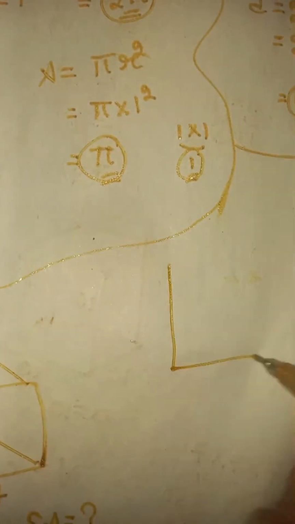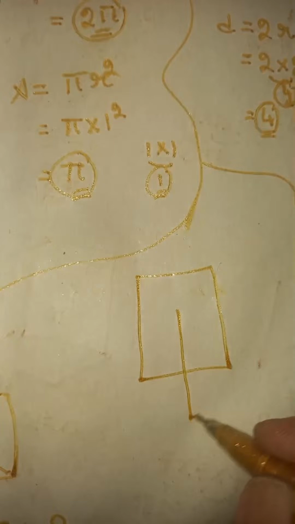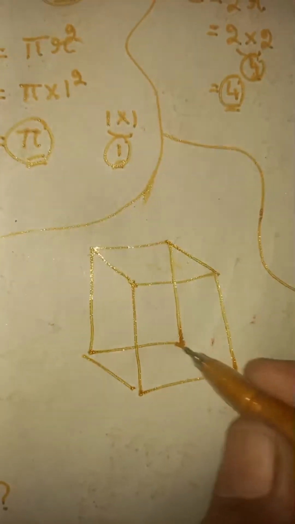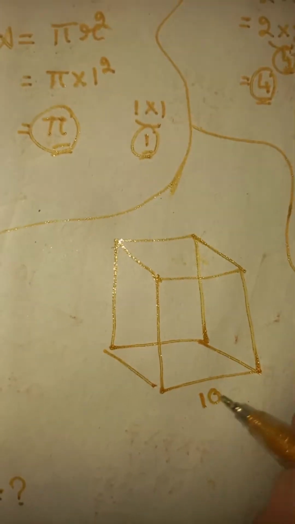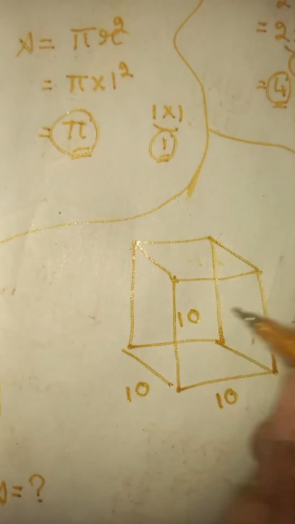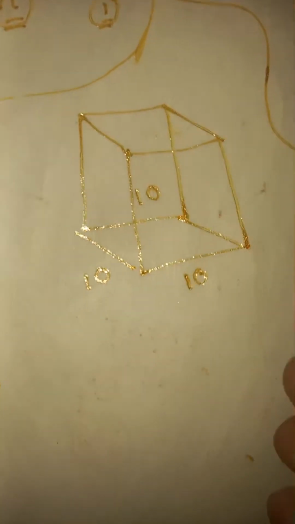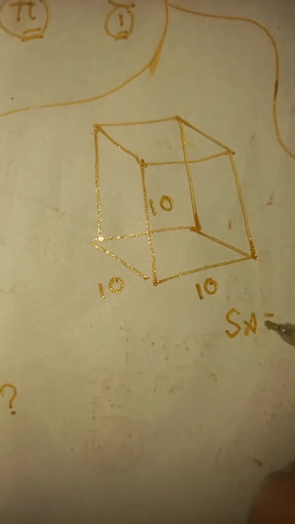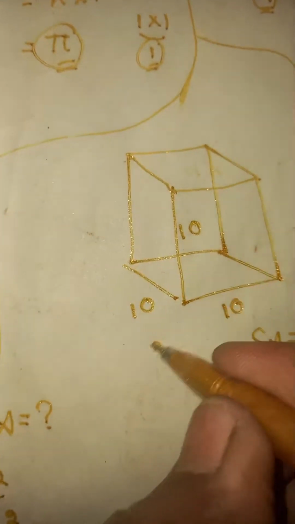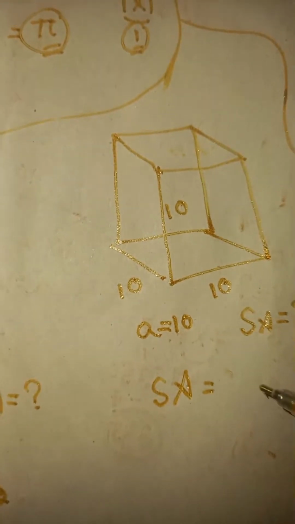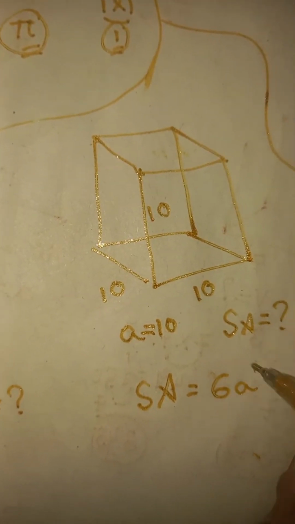Let's take one more cube. In this cube, they have given like this. The edge length of this cube, they have given us 10 units. When the edge length is 10 units, all length, breadth, height going to be 10 units. So you need to find out what's the surface area of this cube. Here the edge length is 10 units. So you can find out the surface area of the cube as 6a square.